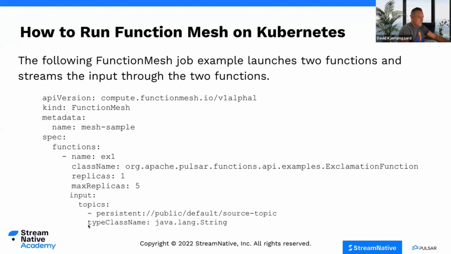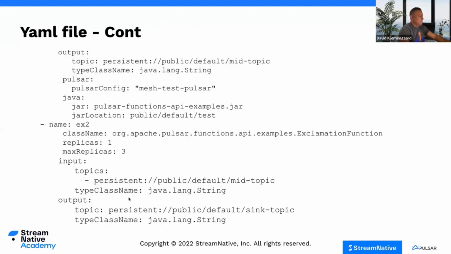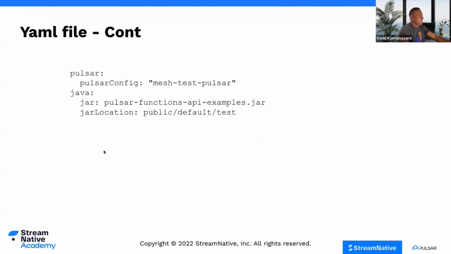So this is my input topics. Now this is the schema type for this particular input topic. This is the output topic that I want. For Pulsar, this is my Pulsar configuration. This is my jar file. This is where the jar file is located. Similarly, you can have another function here, a second one having its own definitions, replicas, input topics as well, configurations, and so on. And so this is one larger manageable unit.